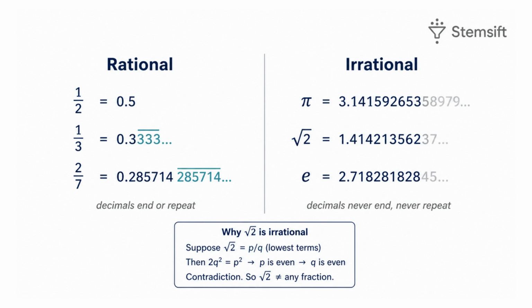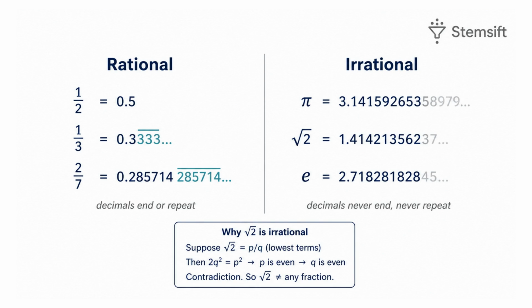Take 2/7, and you get a longer repeating block, 285714, that just keeps cycling. But there's always a pattern. Sooner or later, the digits settle into something predictable. An irrational number does neither. The decimals go on forever, and they never fall into a repeating pattern. Look at pi, 3.14159, and on, with no block of digits ever cycling back. Same with the square root of 2. Same with e. They're not random in the everyday sense, but they never repeat.